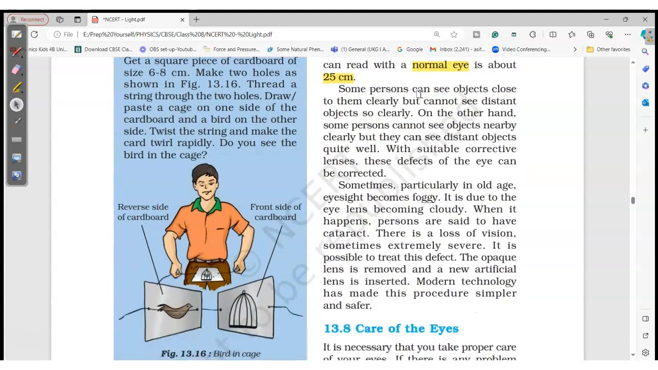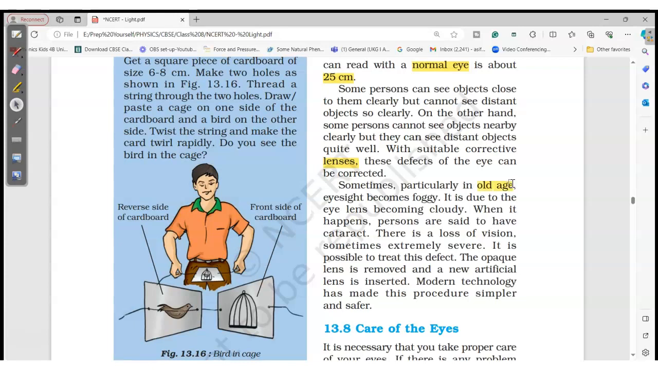Some person can see objects close to them clearly, but they cannot see objects which are far away. So this kind of defect is called short-sightedness. On the other hand, some person cannot see objects that are near, but they can see objects that are far away. So this is called long-sightedness. Okay. And with suitable corrective lenses, these defects can be corrected. Okay. So short-sightedness and long-sightedness are the defects of eye.